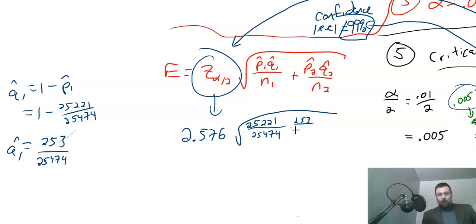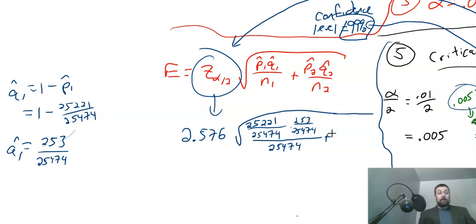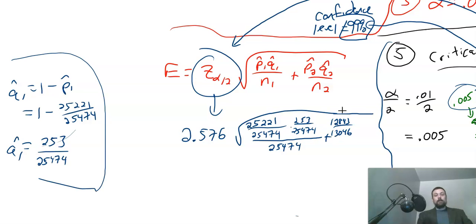253 over 25474 over N1, which is 25474. Right, that's just the first fraction. I did not leave myself enough room here. So plus, we'll do the same thing for P2 hat. It's going to be 12883 over 13046. I'm going to have to write really small here. And instead of me writing it out on paper over here, the pattern's pretty obvious. And also, we can see this number is the number of people who did not finish the race.